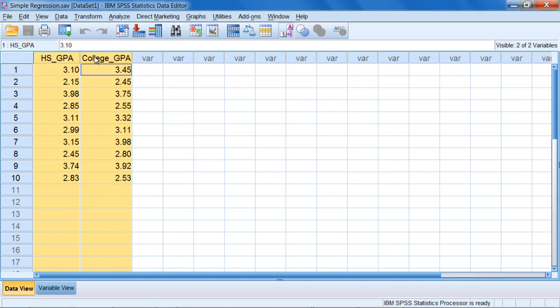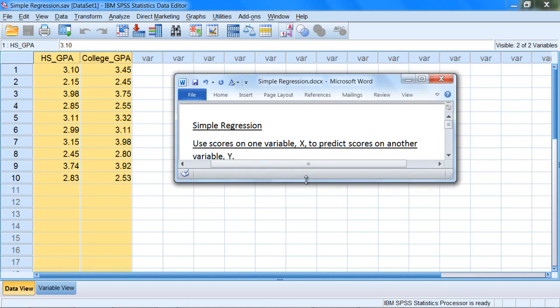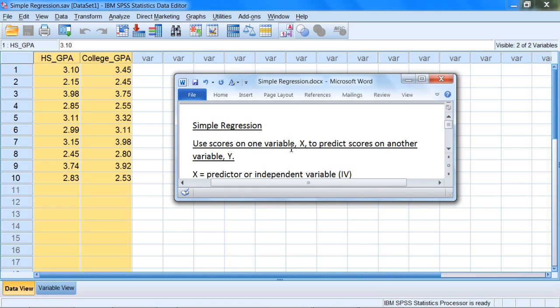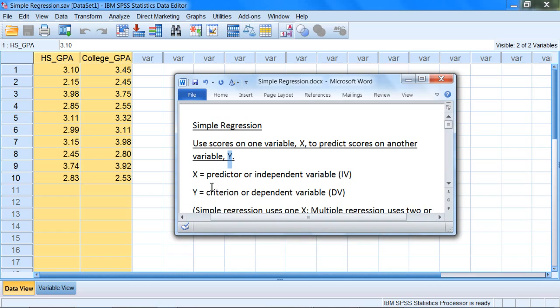Now, in simple regression, we use the scores on one variable, which we could call generically x, to predict scores on some other variable, which we could call generically y. Here in regression, the x variable is called the predictor or the independent variable, and that's abbreviated by IV. And the y is called the criterion or the dependent variable, and that's abbreviated by DV.